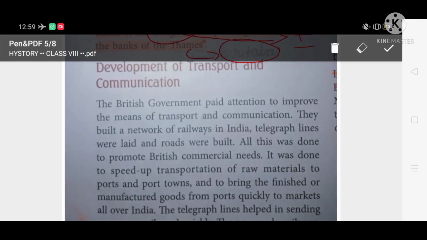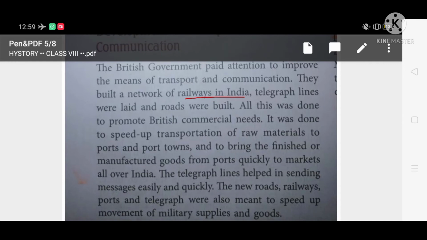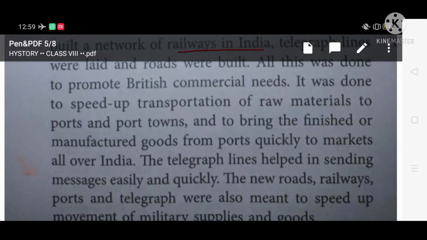Development of transport and communication. The British government paid attention to improve the means of transport and communication. They built a network of railways in India. Telecables were laid and roads were built. All these were done to promote British commercial needs. It was done to speed up the transportation of raw materials to the ports and port towns and to bring the finished or manufactured goods from ports quickly to markets all over.